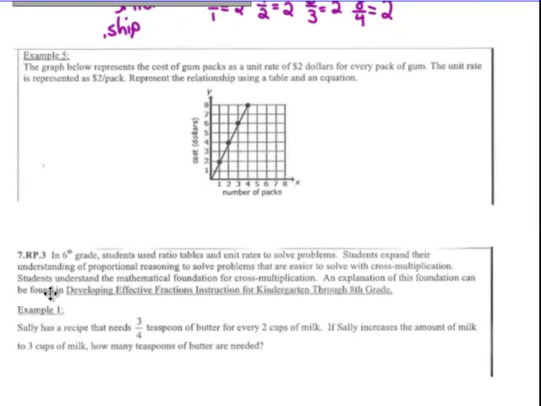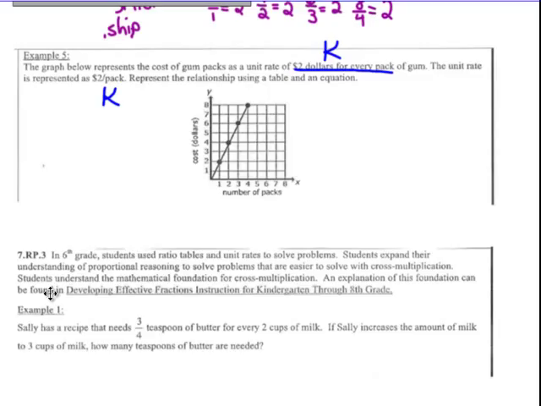Example number 5. The graph below represents the cost of gum packs as a unit rate of $2 for every pack of gum. That's my K. That's my constant of proportionality. The unit rate is represented as $2 a pack. The unit rate, also called the constant of proportionality, represent the relationship using a table and an equation. They gave me the graph.